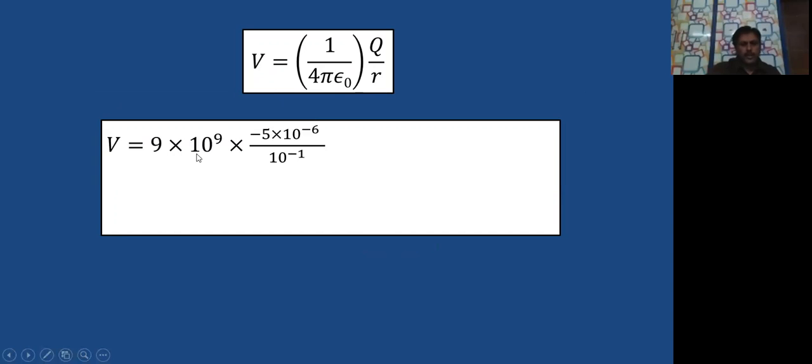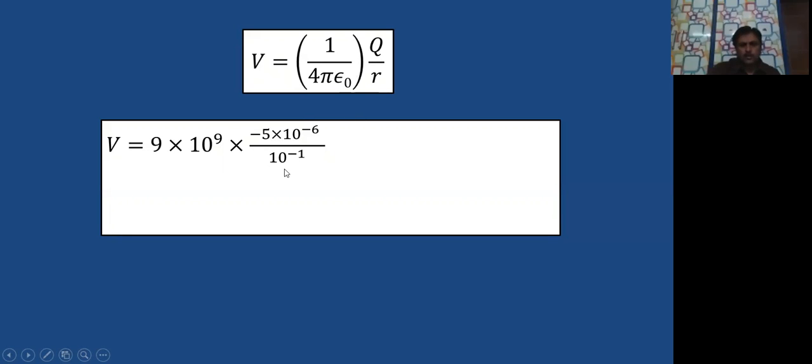V is 9 into 10 power 9, 1 by 4 pi epsilon 0, directly substituted. Q value, be careful, minus 5 in 10 power minus 6. That's what I was telling: positive charge gives positive potential, negative charge gives negative potential. That is the reason why, if Q is negative, substitute the negative value.